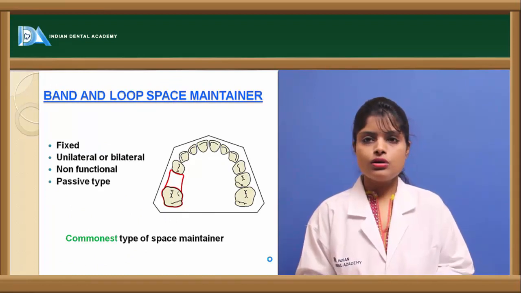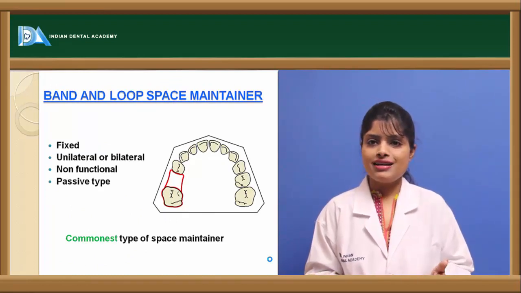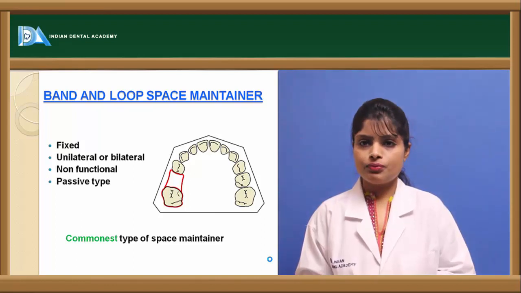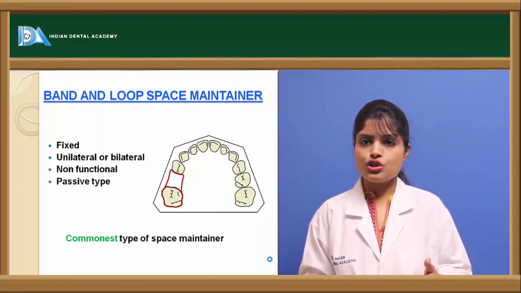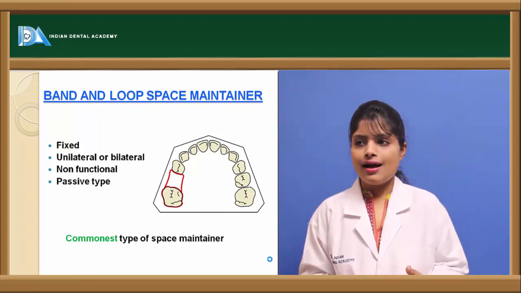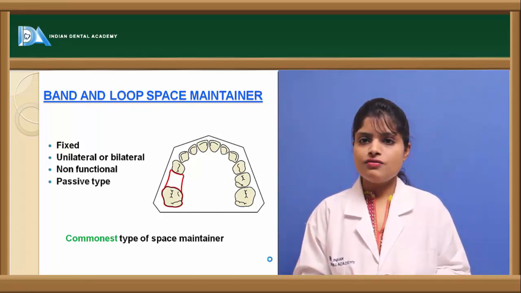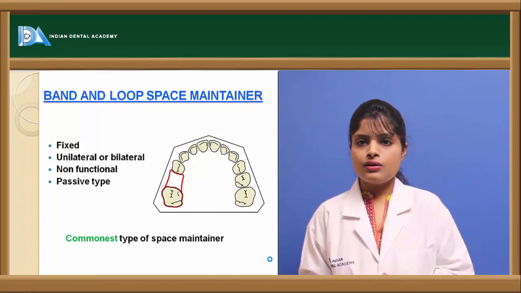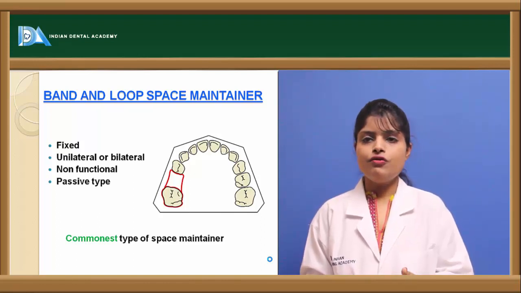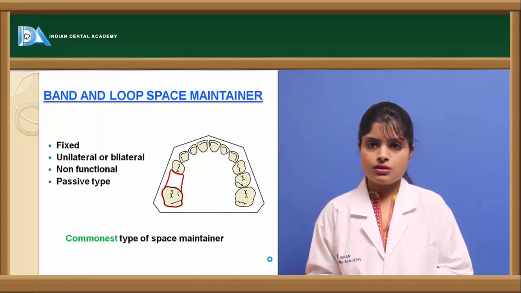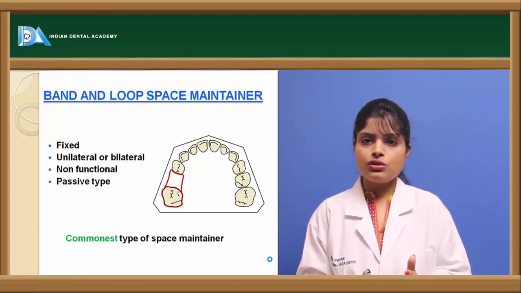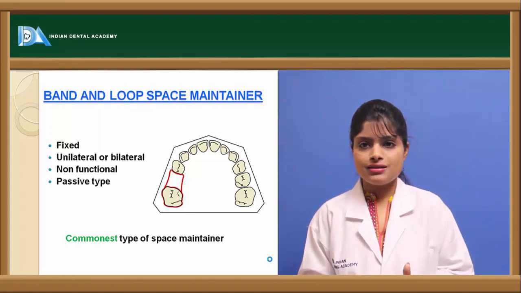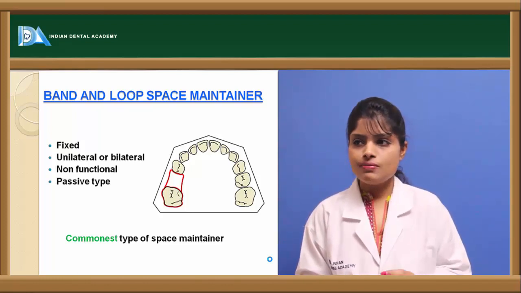Now coming over to the elaborate form of band and loop type of space maintainer. It is a fixed, passive appliance which is unilateral in nature. These do not exert any force on the tooth surfaces and do not cause the movement of the tooth. They are fixed to the tooth by means of a band and luting cement.